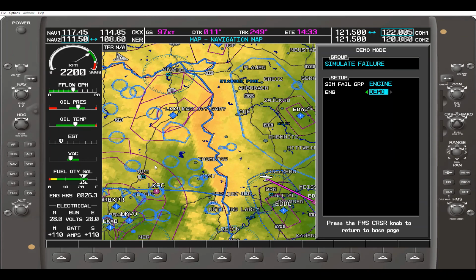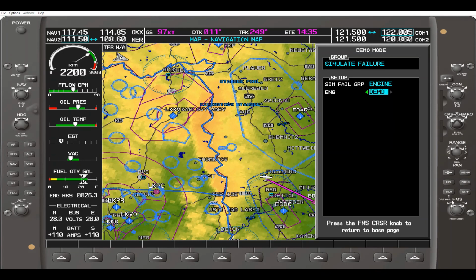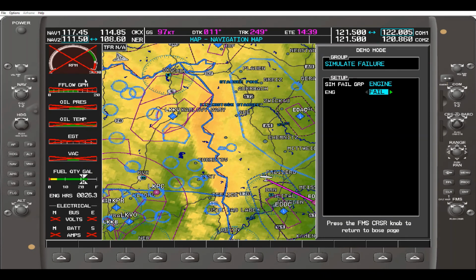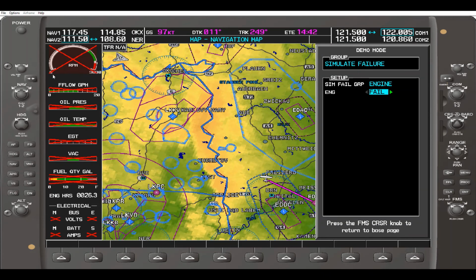In case that we have a failure of any engine instruments, it would look like this. So you can see that simply the instrument indication is removed, and instead of the instrument you can see a big red X.